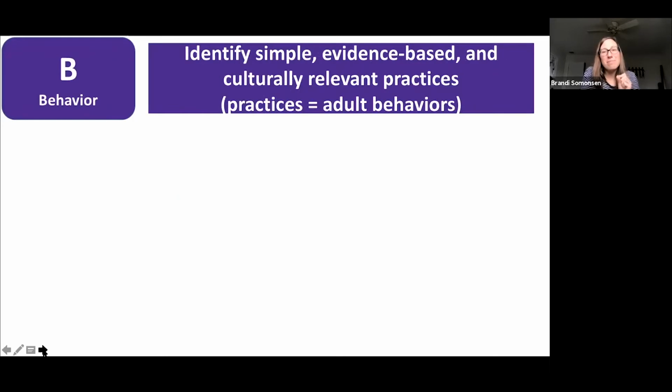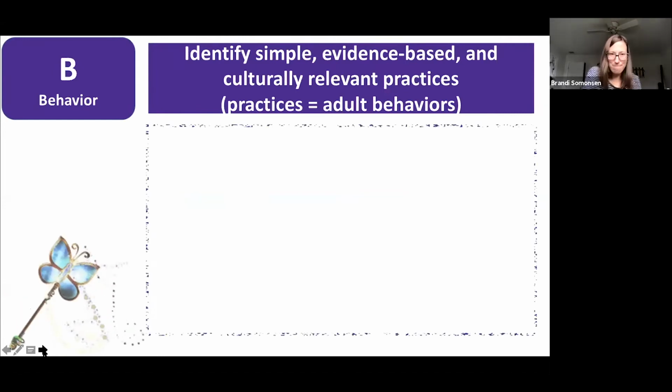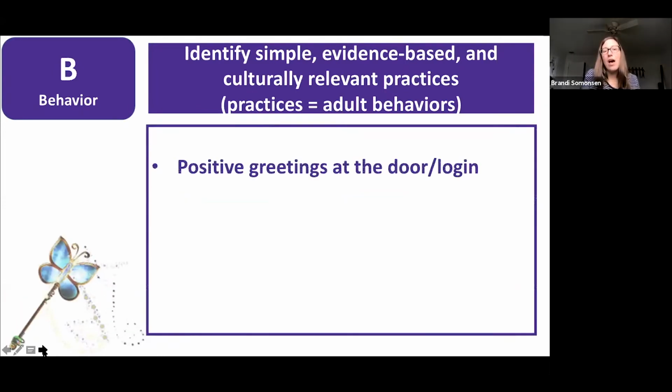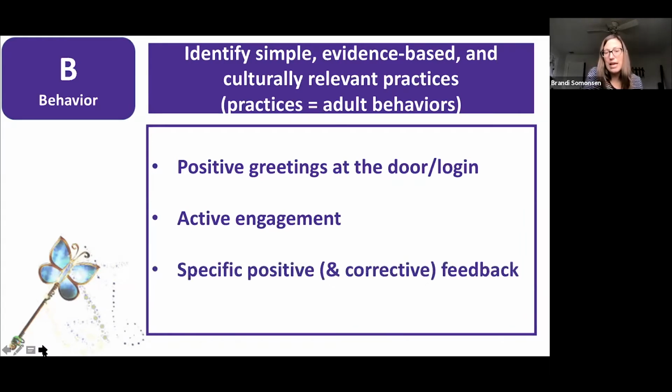So thinking about the smallest number of practices to have the biggest impact, the 3 that we identified, if we had a magic wand and could put these in every classroom, are to have teachers positively greet students at the door or at login. So welcoming them into the classroom, regardless of what the classroom context looks like. Teachers actively engaging students in learning. So getting high rates of opportunities for students to actively participate during instruction. And teachers providing specific feedback, both positive and corrective, but at least 5 to 10 positives for every corrective, specific feedback for students' learning and behavior.